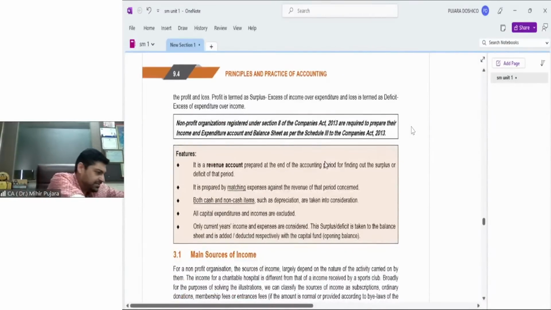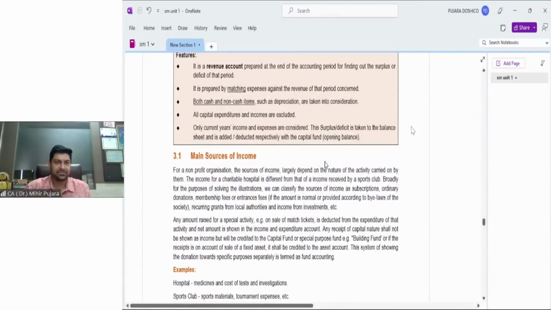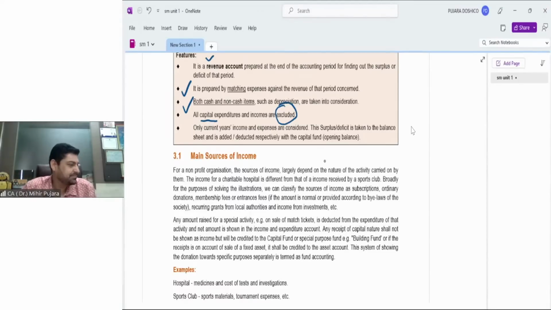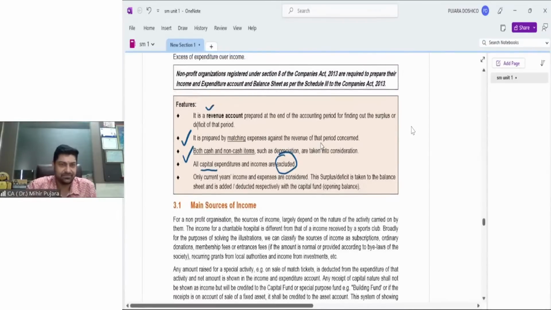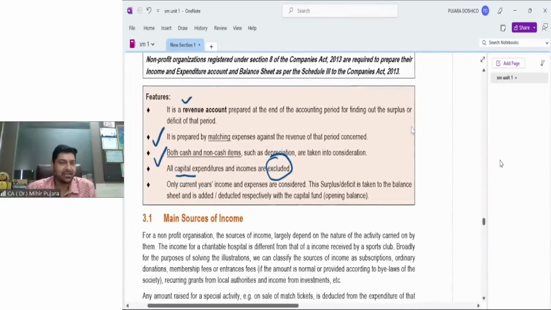And these are the bullet points of the same. So it is on matching concept. We understood it. Both cash and non-cash are here. But capital nature items are excluded because only revenue nature is included.